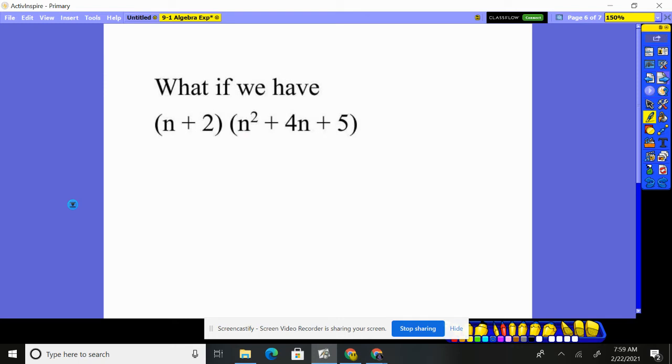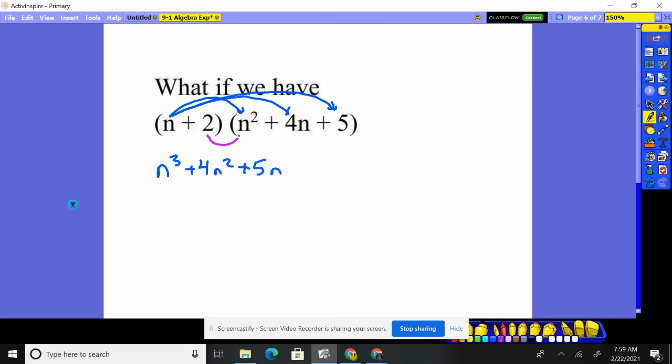Now, what if we have a binomial, n plus 2, times a trinomial? Well, think about it. You have 2 pieces times something that's 3 pieces. You're going to end up with 6 pieces. What's going to happen? Well, I'm going to shake hands here. I'm going to shake hands here. And then they brought their son or daughter. Well, in this case, Caro's brought their daughter along, and I shake hands there. So the n gets distributed through to each of the 3 pieces. n times n squared is n cubed. n times 4n is 4n squared. n times the 5 is 5n.